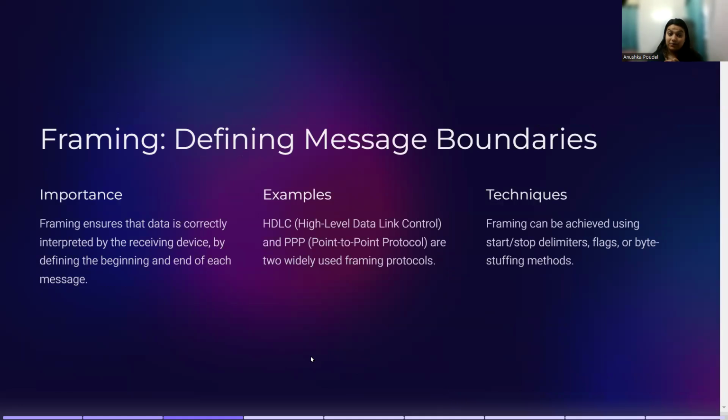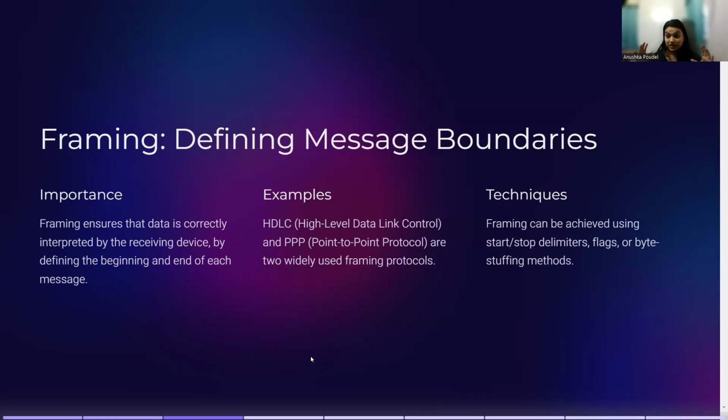First of all, let's understand framing. A frame is basically a boundary that is set for a message. Framing ensures that data is correctly interpreted by the receiving device by defining the beginning and the end of each message. Now, a frame will consist of the data, the actual information, that is the payload. It will also consist of certain redundancy bits, which are basically extra bits that are added, which ensure that the data that is being transmitted is correct. And in the beginning, it might also have a certain address where it needs to be transmitted. So a frame basically is a boundary which is fixed for a message, a payload.